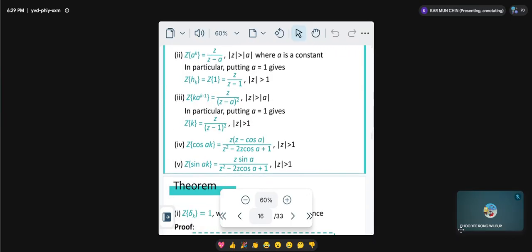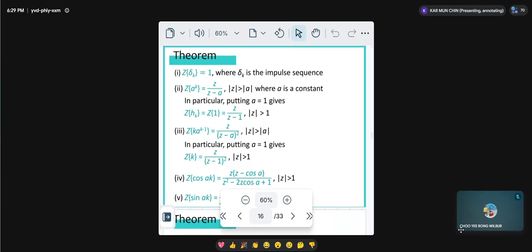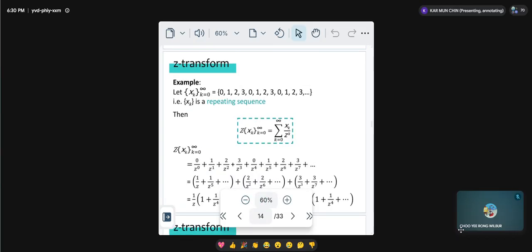Then you can see, this is the theorem. One theorem, two, three, four, five, actually. Of course certain conditions might give you this. Because if this is equal to 1, then z over z minus 1. If it is a, then z over z minus a. So these are a few theorems for Z transform. We go back to this first.